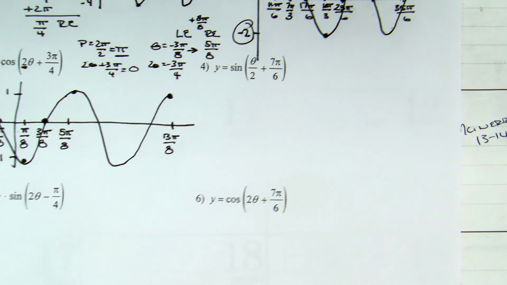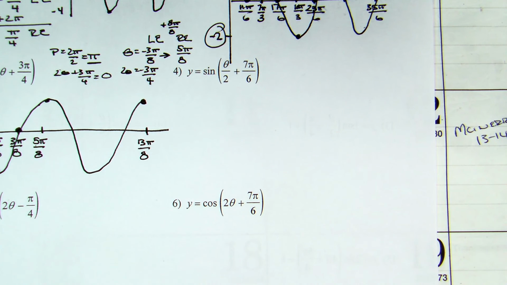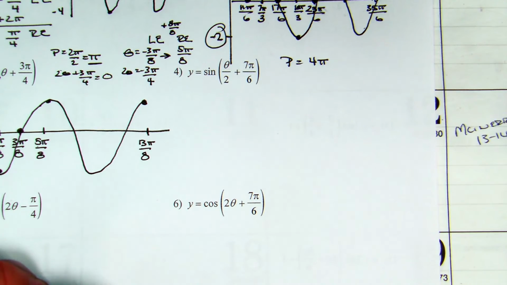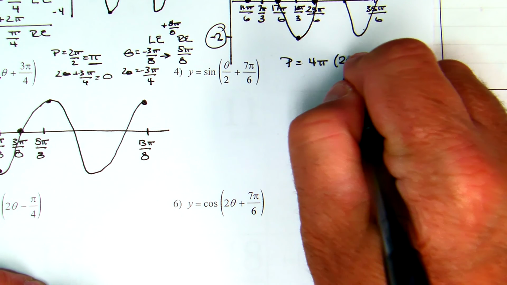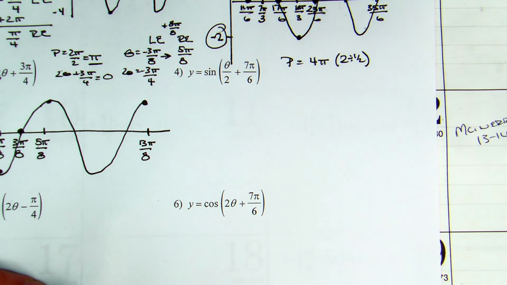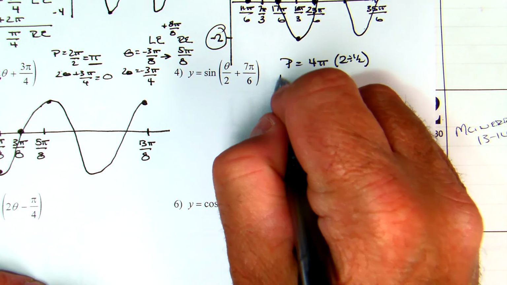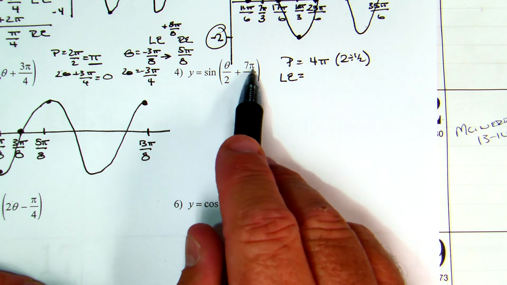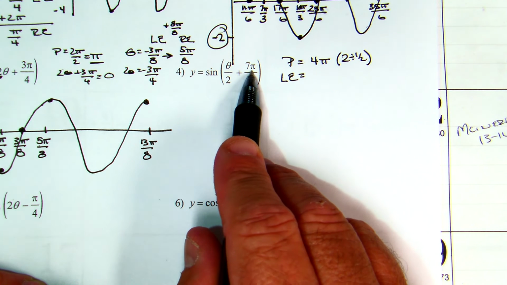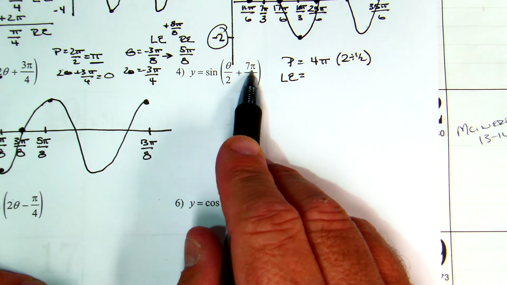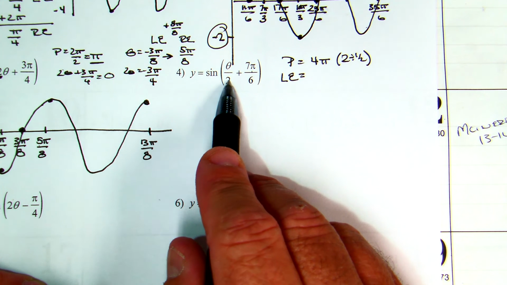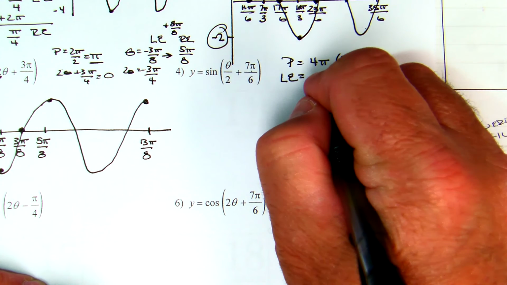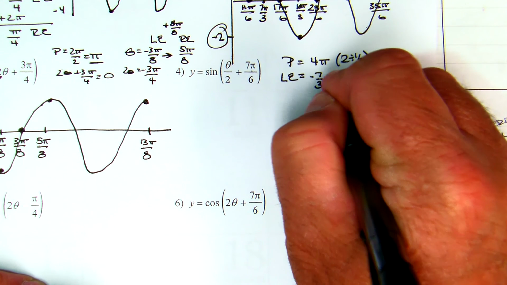Last one, y equals sine of theta over 2 plus 7 pi over 6. So my period is 4 pi. It's 2 divided by 1/2. All right, it's 4 pi. My left endpoint is the opposite of the constant, which is 7 pi over 6, so -7 pi over 6, divided by the coefficient, which is 1/2. All right, so -7/6 times 2 is -7/3 pi.